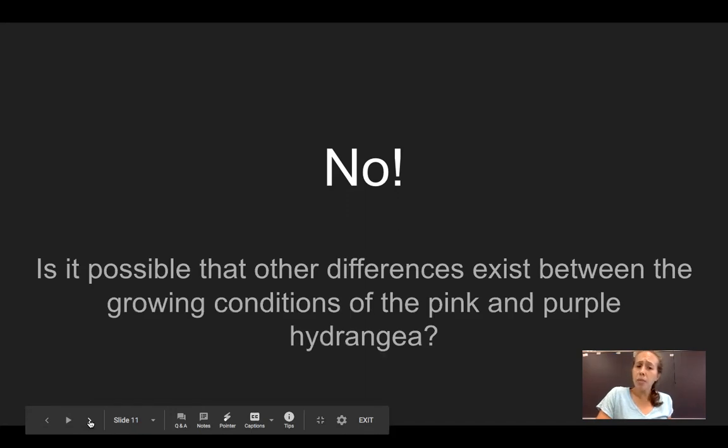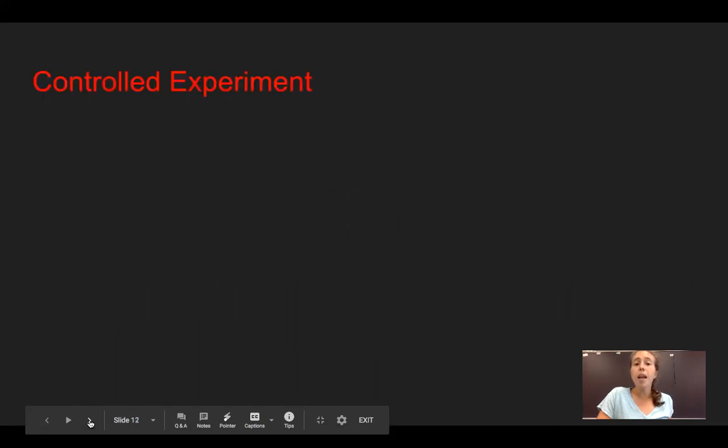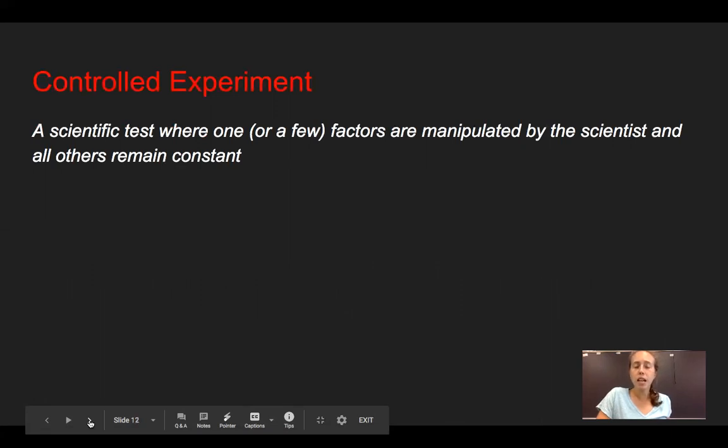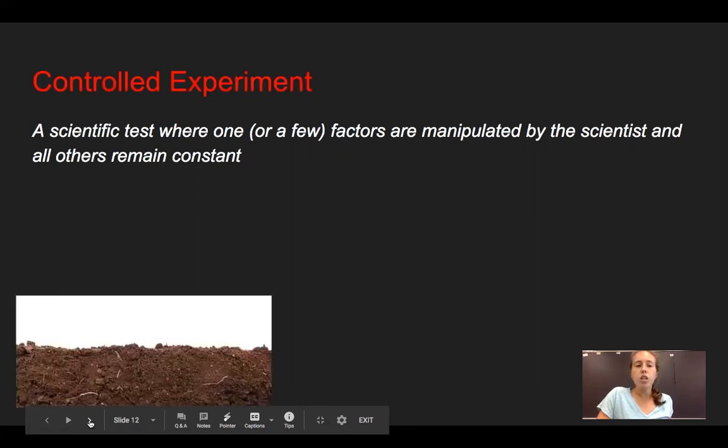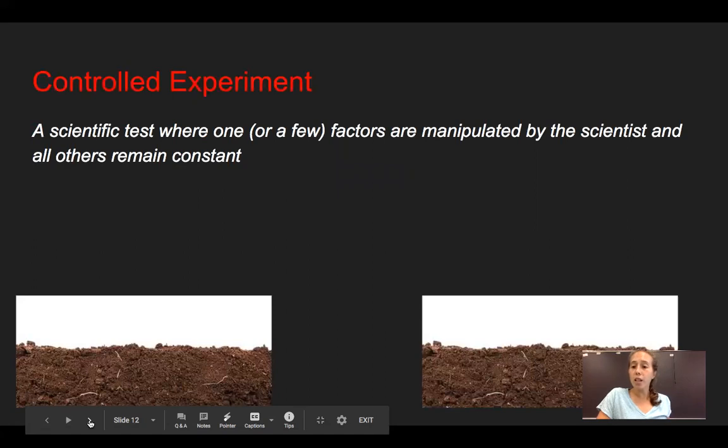Okay. Is it possible that other differences exist between the growing conditions of the pink and purple hydrangea? Yes. So I need to carry out what is called a controlled experiment. A controlled experiment is a scientific test where one or a few factors are manipulated by the scientist and all others remain constant. So basically what I'm going to do is I'm going to set up two plots of land that are identical in size and soil type, access to sunlight, access to water, identical in all of these facets.